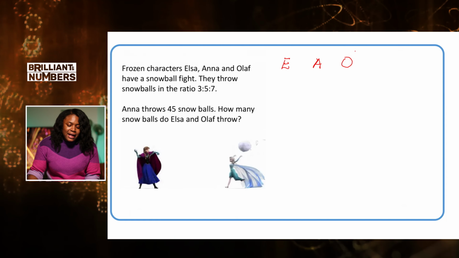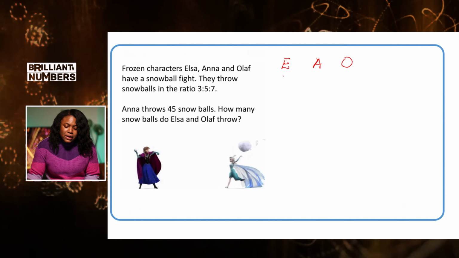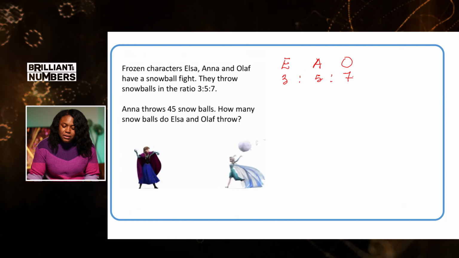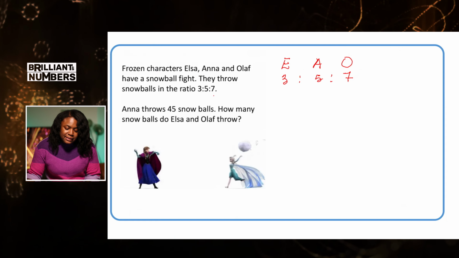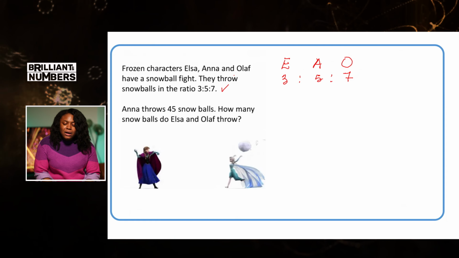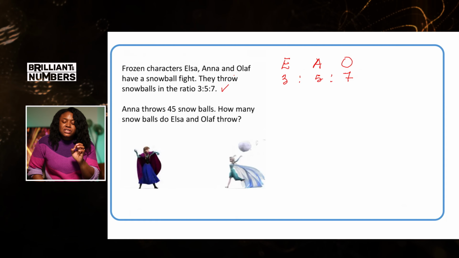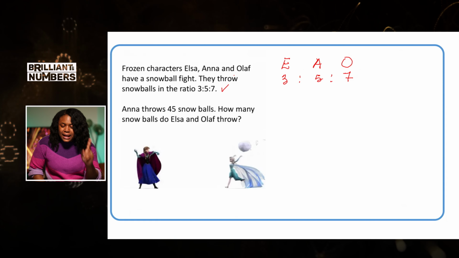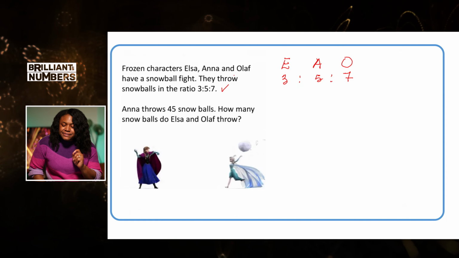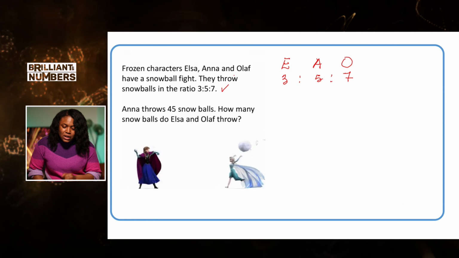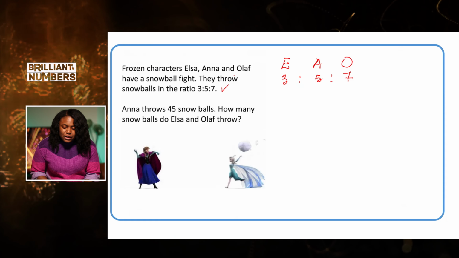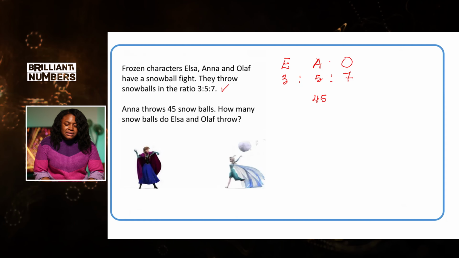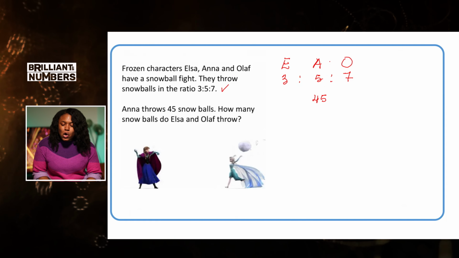So I know that the ratio among them is 3 to 5 to 7. Awesome. So I'm just going to tick that off. I have written that out. Remember, you've got to put the ratios in terms of the order in which the names come in the question. So we got Elsa first, she's 3, Anna is 5, and Olaf is 7. Now Anna throws 45. So we're going to put the 45 under her ratio. And we're asked to find how much Elsa and Olaf throw.